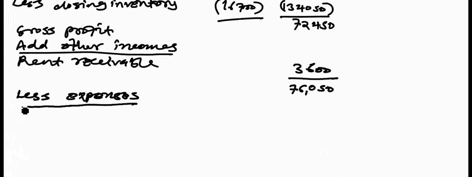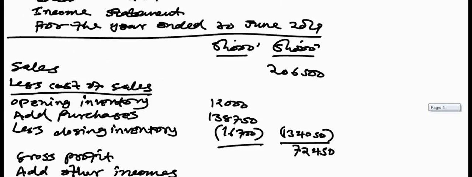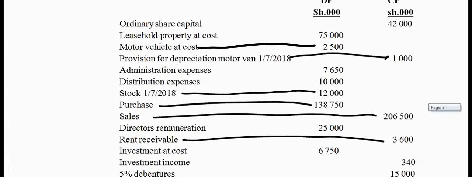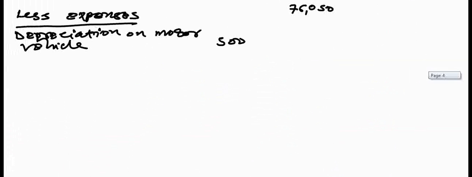Then next, less expenses. We start with the ones we adjusted, like depreciation on motor vehicle. Depreciation on motor vehicle was 500. After that, we come to other expenses that are in the trial balance. For example, I can start from the top. We have admin expenses and distribution expenses. So admin is 7650, the other is 10k.